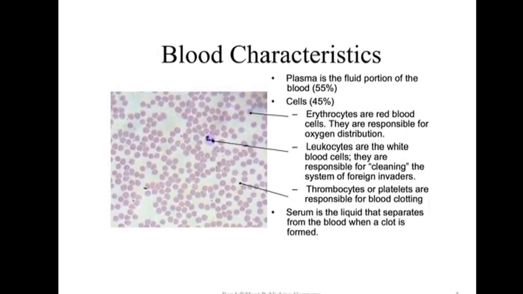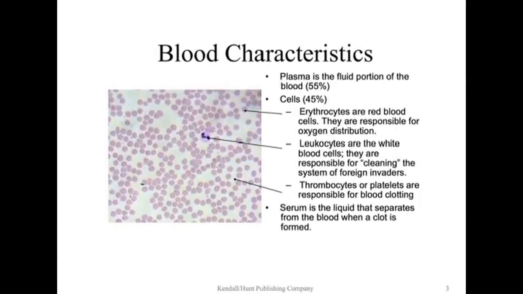All right, so what is blood made up of? It's made up of 4 major components. The first is plasma. Plasma is the fluid portion of the blood. This is kind of like the fluid that holds everything else. It's made up mostly of water, and that's over half of blood.